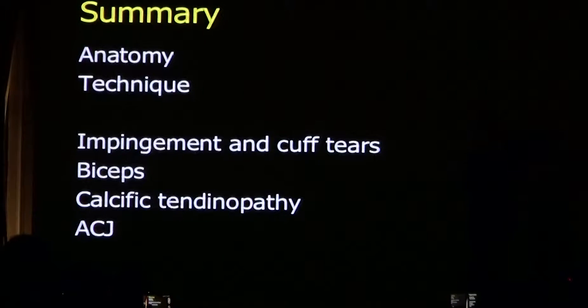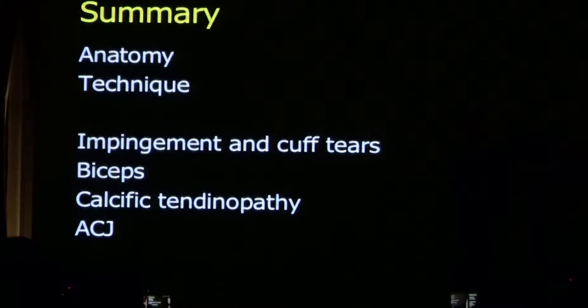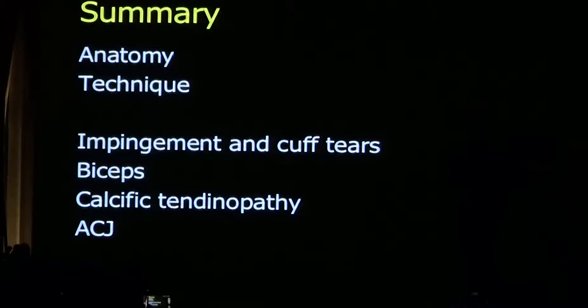So to summarize, I've taken you through the anatomy and technique for scanning the shoulder, and we've spoken about impingement and cuff tears, specifically partial tears and full thickness tears. We've also looked at the biceps tendon and conditions when you can see dislocation of the biceps. And then finally we've spoken about calcific tendinitis of the rotator cuff and some problems that you can encounter with the acromioclavicular joint. Thank you for your attention.